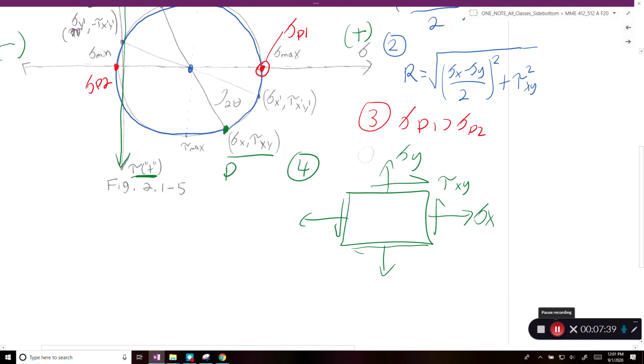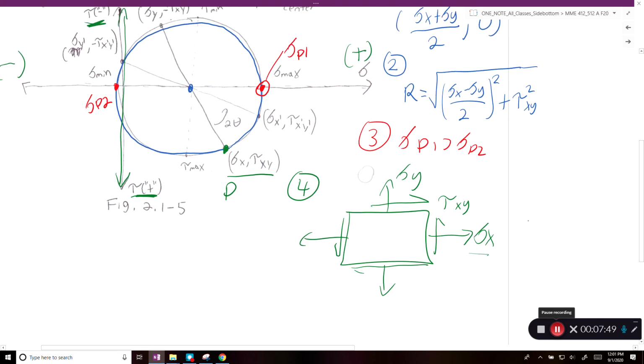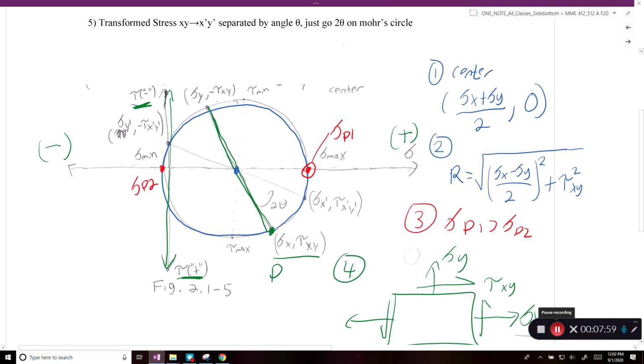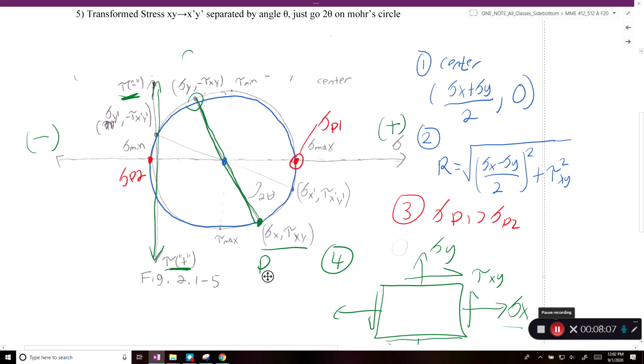Okay, so for this state of stress, we can plot point P, which you can think of as being like the right-hand side of this element, and then on the opposite side of the element, 180 degrees apart, will be the state of stress for sigma y, and then the negative value of the shear stress acting on that plane. So that would be, we'll call that point Q.